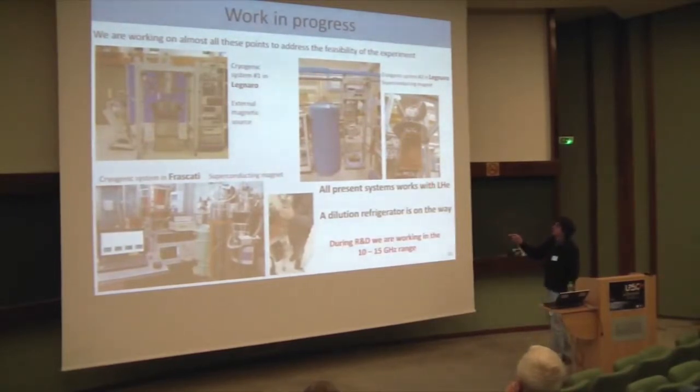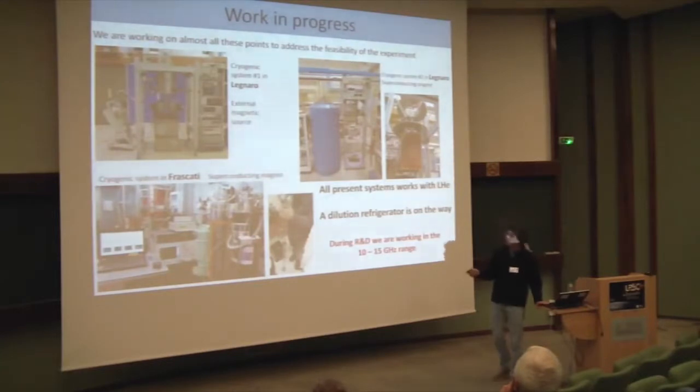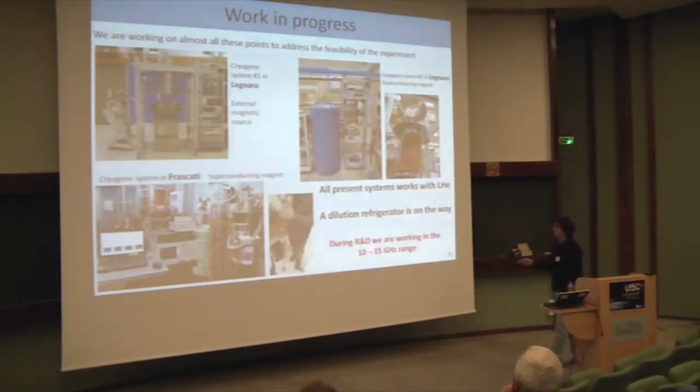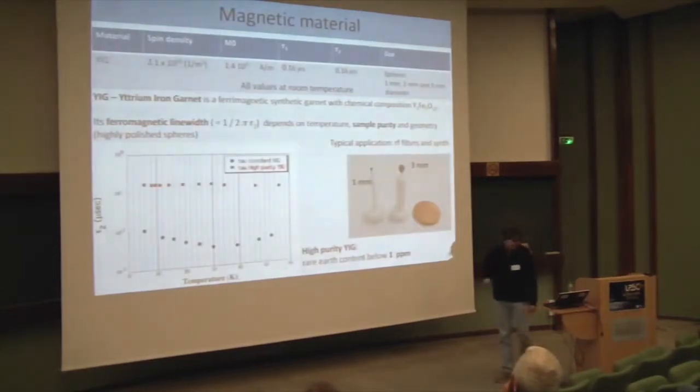All these systems work with liquid helium, so at the moment we are just running at 4 Kelvin. And a dilution refrigerator is on the way, in the sense that we have an old one and we are trying to repair it. During the R&D phase, we are working in the 10-15 gigahertz range. Actually, the measurement I will show you is exactly at 14 gigahertz.